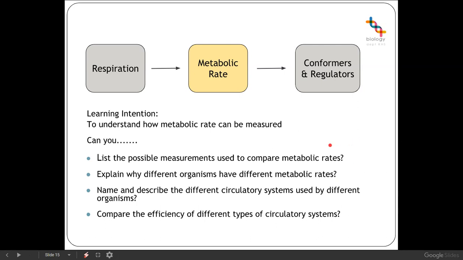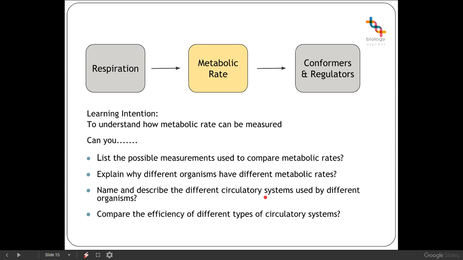So you should be able to see that we have various measurements in order to compare different metabolic rates. We could be looking at the oxygen used up, heat generated, or carbon dioxide produced. We can also look at how different organisms have different metabolic rates. The fact that those which have faster rates of production, or more energy requirements, are going to have a higher metabolic rate. And that we have different circulatory systems used by different organisms.